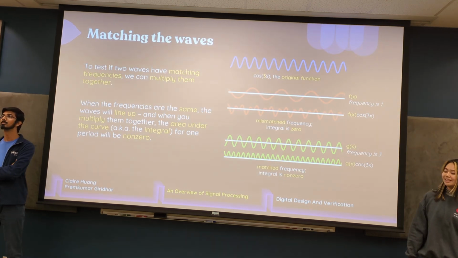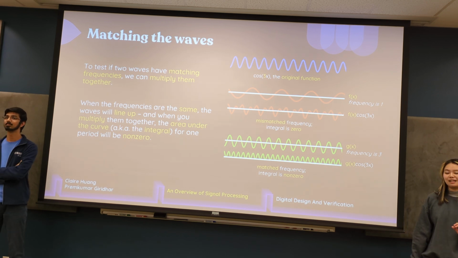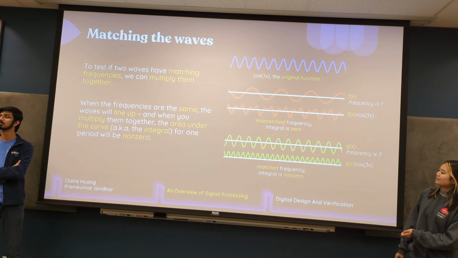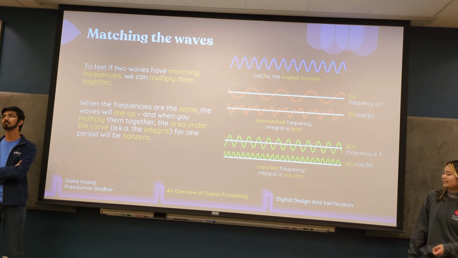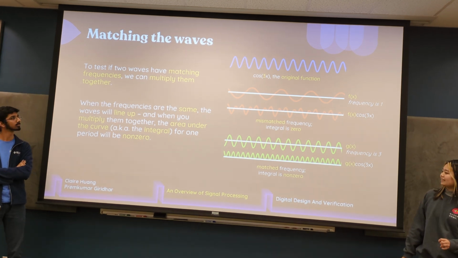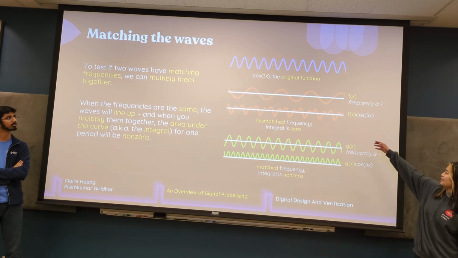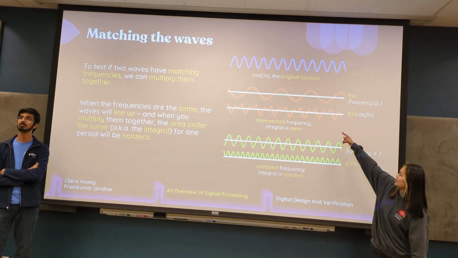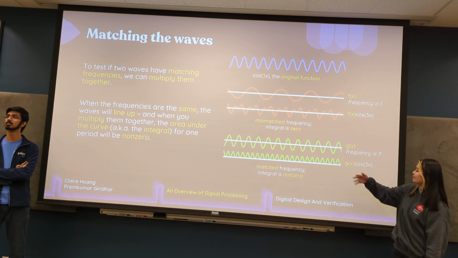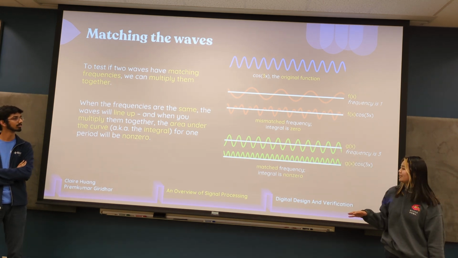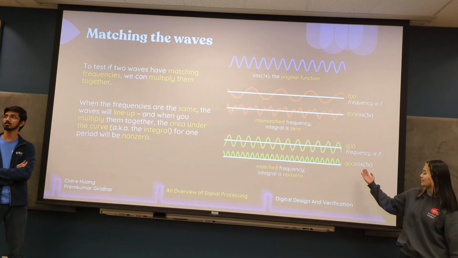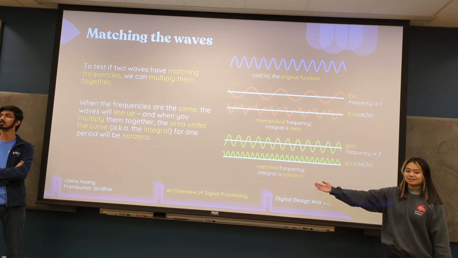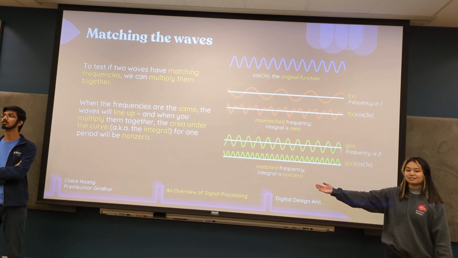So to see if two waves have a matching frequency, all we need to do is multiply them together and take the integral and see if it's non-zero. So for example, we have two waves here, and the first one you can see that there's a good mix of the positive and negative ones, so it's going to be about a 0 for the integral. But then for the perfect match, you can see the integral is definitely non-zero. Does that make sense so far?